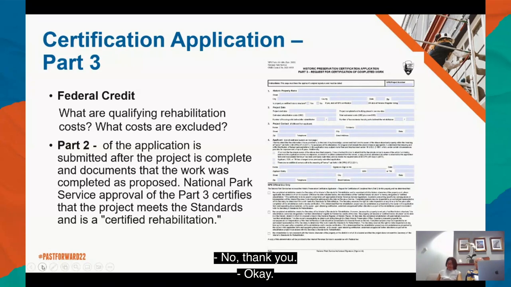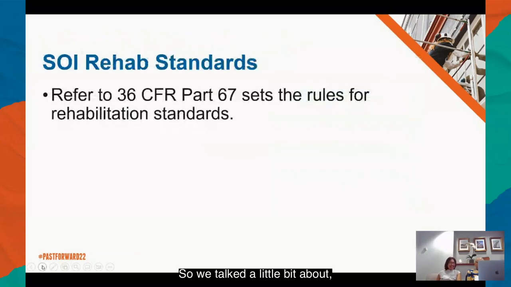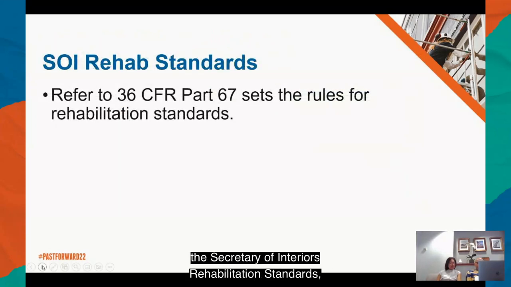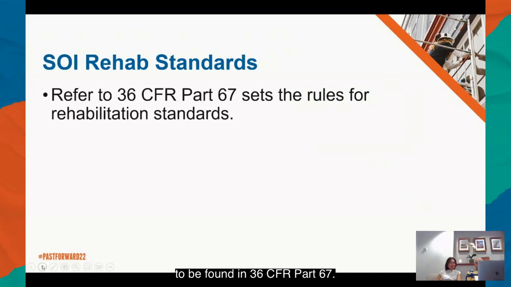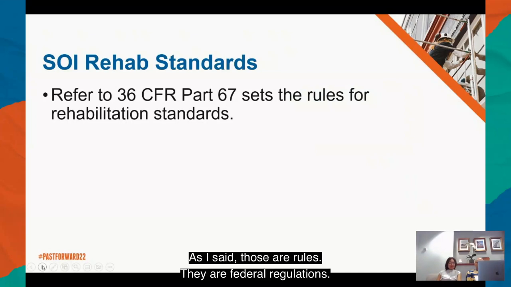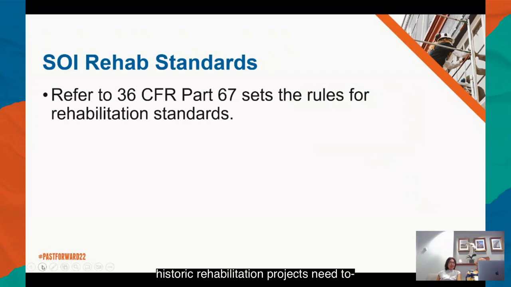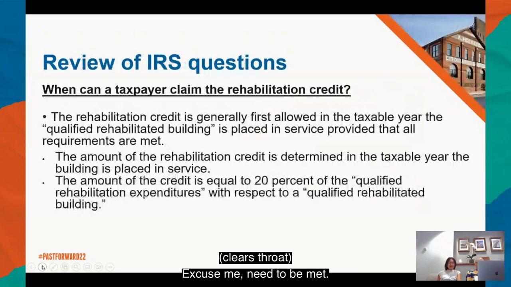Thank you. Okay. So this is just a reminder, the Secretary of Interior's rehabilitation standards are to be found in 36 CFR Part 67. As I said, those are rules, they are federal regulations, they are the law when it comes to what standards historic rehabilitation projects need to meet.